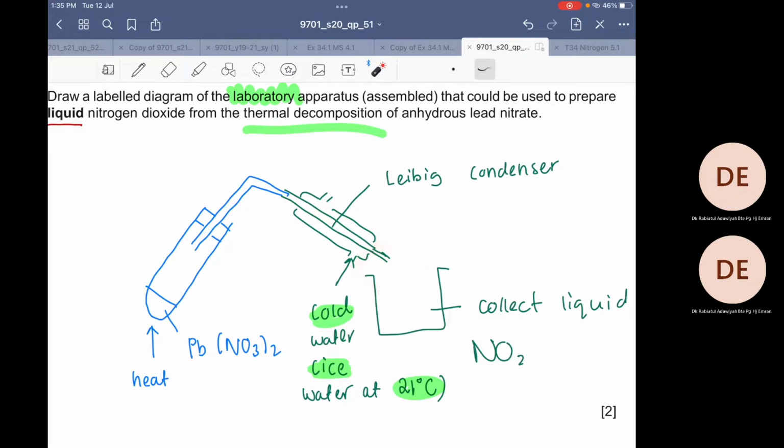Some gas will escape, oxygen will escape, but nitrogen dioxide will not escape because this region is cold. The gas will turn into a liquid. So that's where your nitrogen dioxide gas turns into nitrogen dioxide liquid.